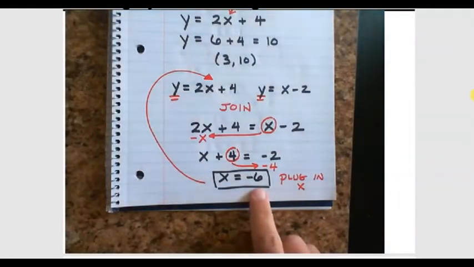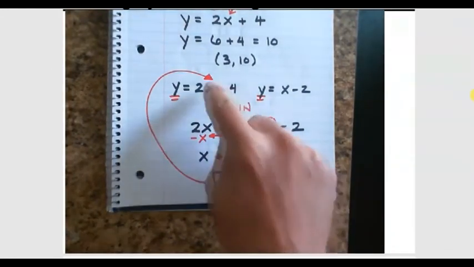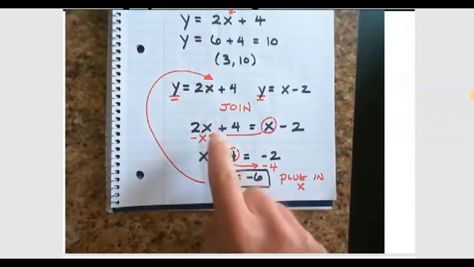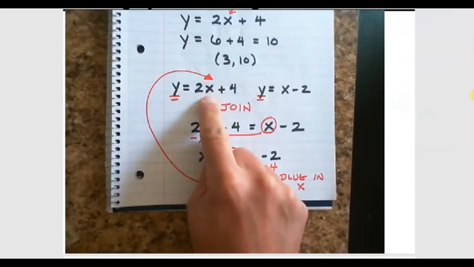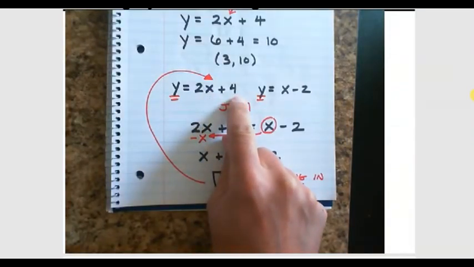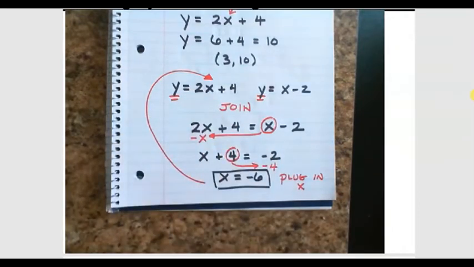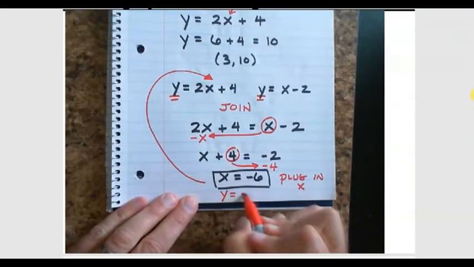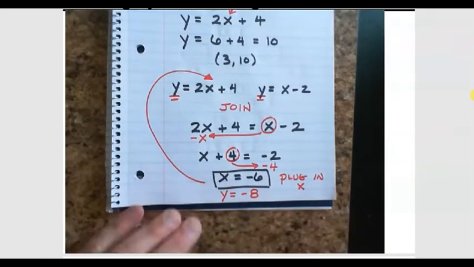So this is what we did on the first day. I plug in the x and I get the y. So let's take that -6 and we'll put it right here. 2 times -6 is -12. -12 plus 4 is -8. The y equals -8. And we just solved it.